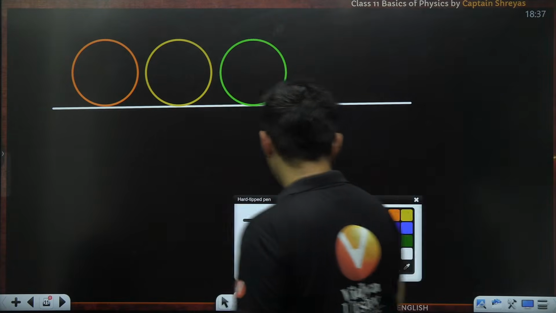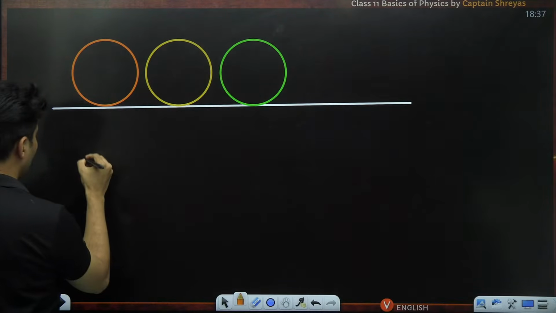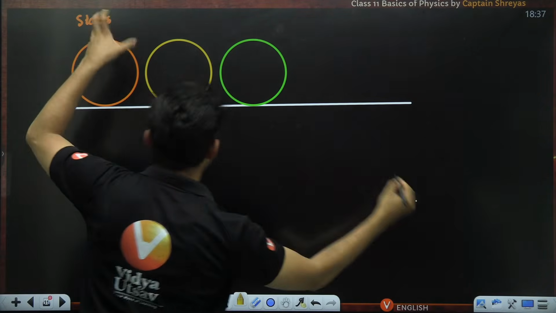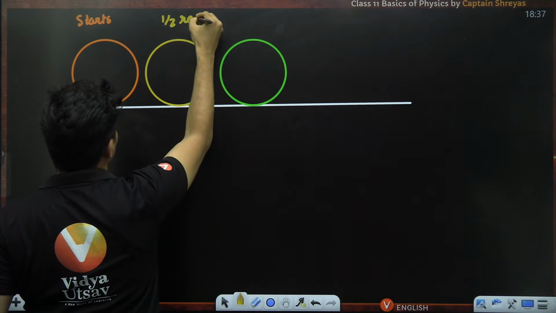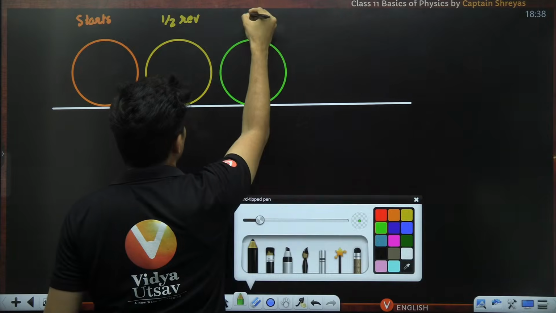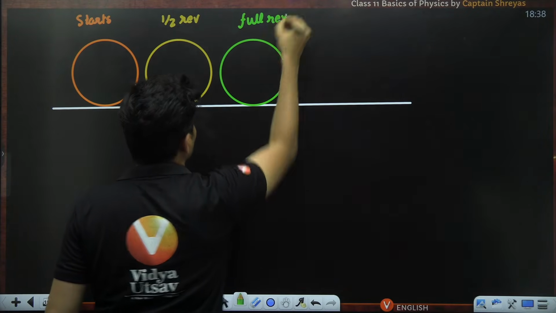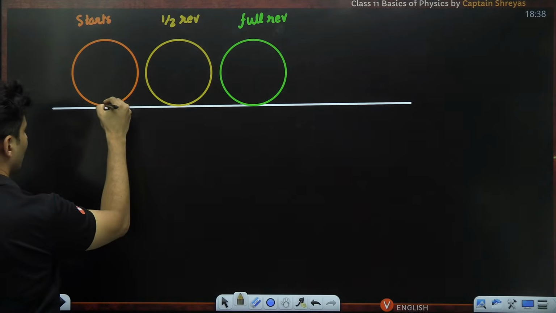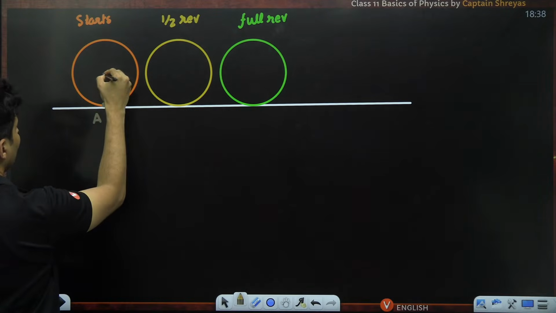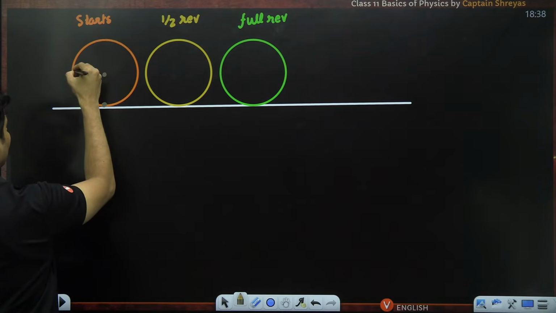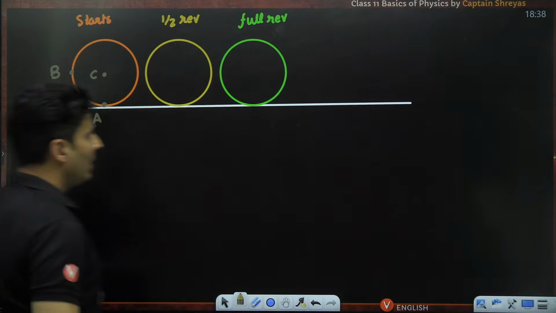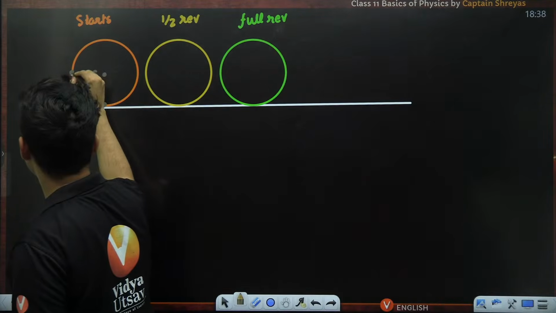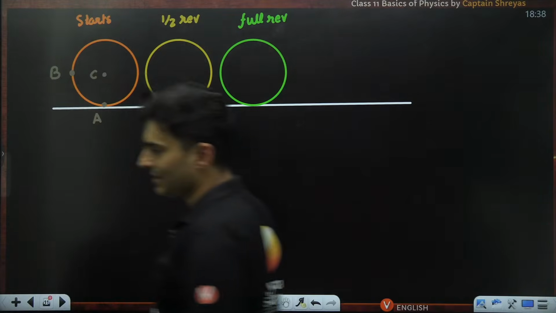So it starts from here. It rotates half a revolution, and here by the time it comes, it does a full revolution. Consider the following points: point A, point C, point B. Okay, point A, point B, and point C. Everybody is able to understand this: point A, point B, and point C.